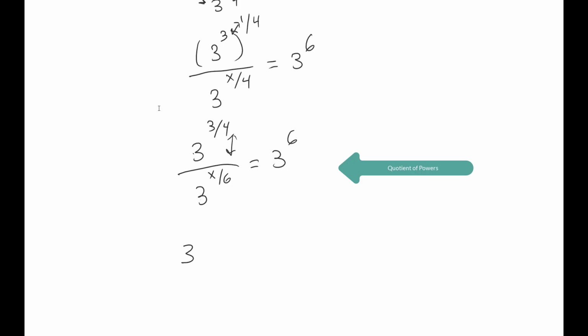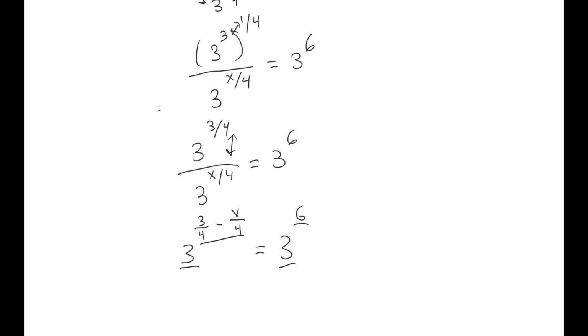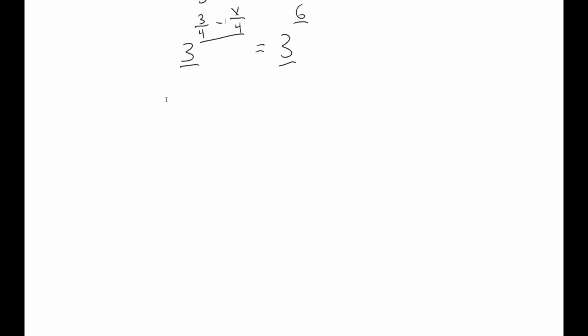So maintain the base of 3, and then take our exponents, 3/4, and subtract. This is not a 6, this is a 4. And subtract our exponents. So minus x over 4 is equal to 3 to the 6th. Now I have the same bases on both the left and the right side, so the only way for this problem to be equal is if our exponents are equal, so we are just going to set our exponents equal to each other. I'm going to have 3/4 minus x over 4 is equal to 6.